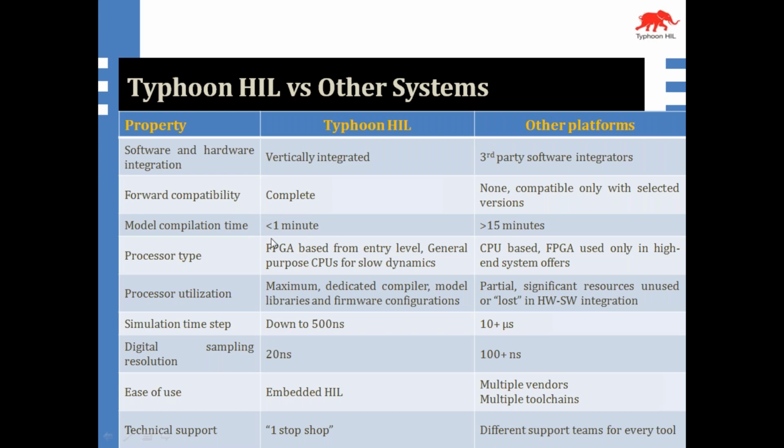The compilation time is also less than 1 minute, as we are using FPGAs as the main processor and CPUs as the secondary processor. In other platforms, the compilation time is more than 15 minutes. General purpose CPUs are used for the slow dynamics, and the entry level and logic can also be configured in FPGAs. This improves our compilation time.